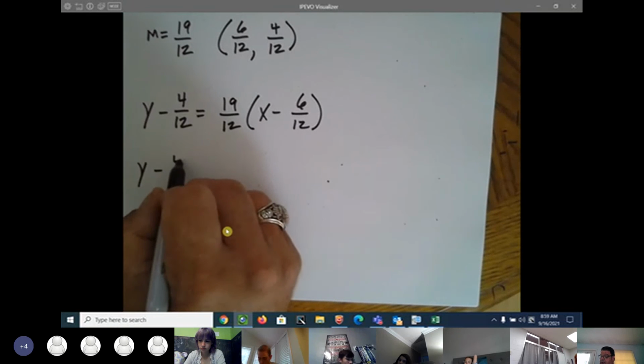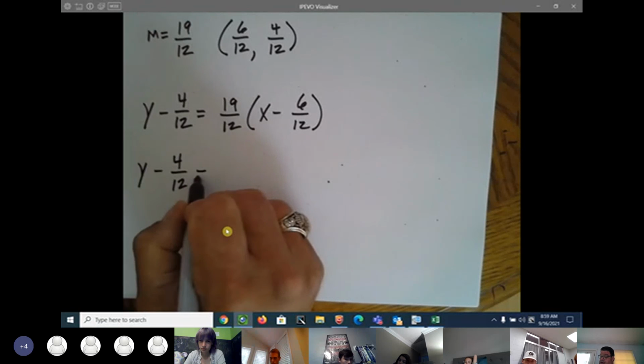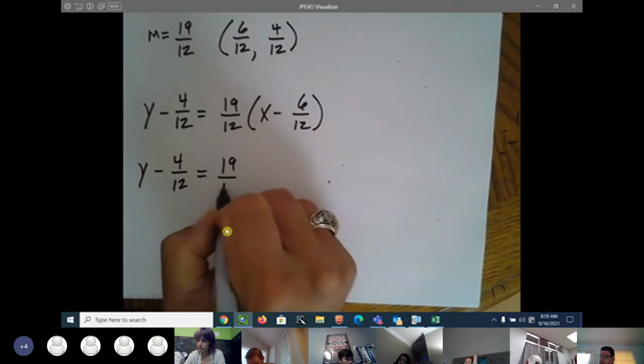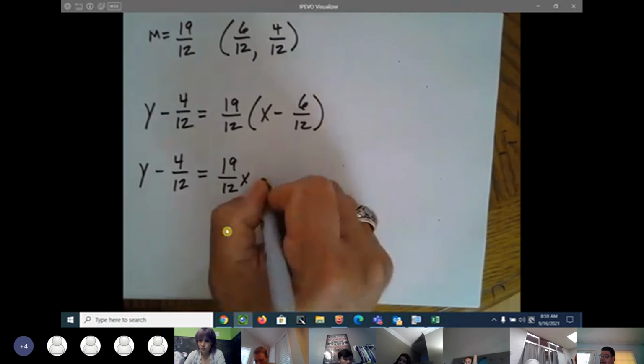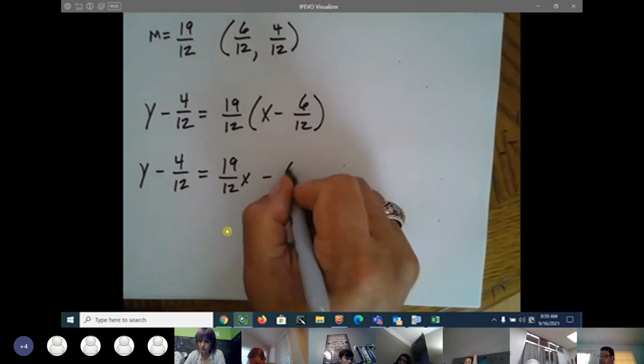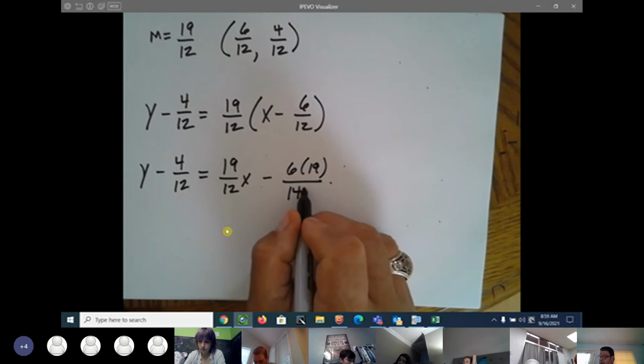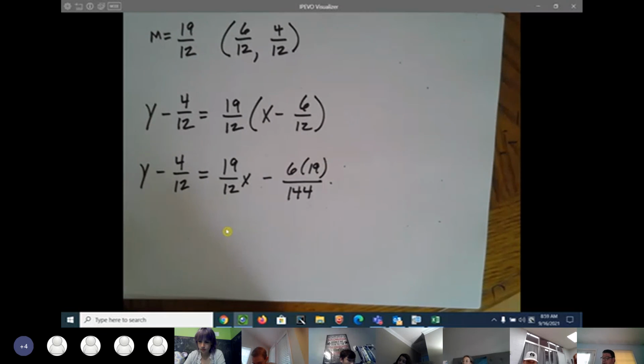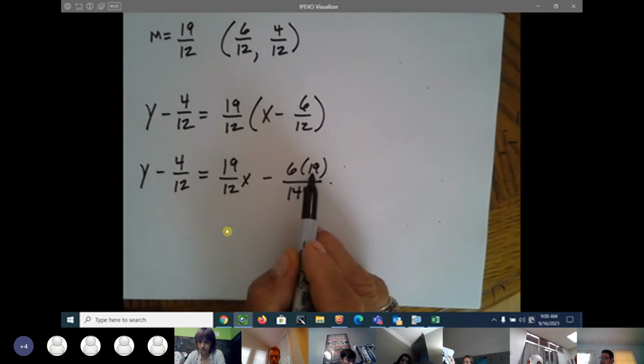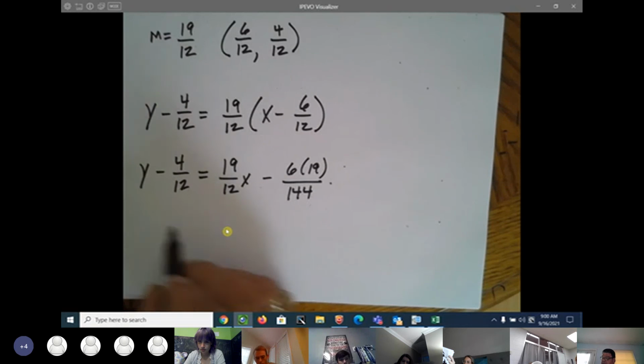Y minus 4 twelfths is equal to 19 twelfths X minus 6 times 19 over 144. And 6 times 19 is, God, that's 144, isn't it? No, it can't be. 6 times 19, 6 times 20 is 120. So minus 6 is 114. Somebody check my math, please.